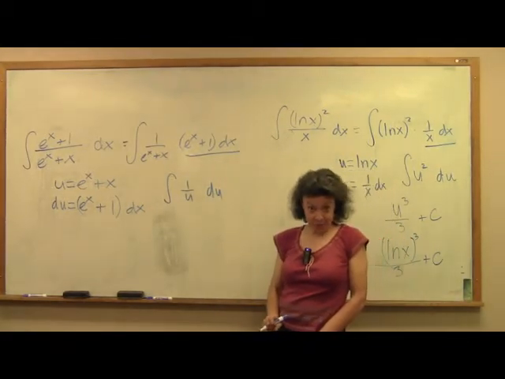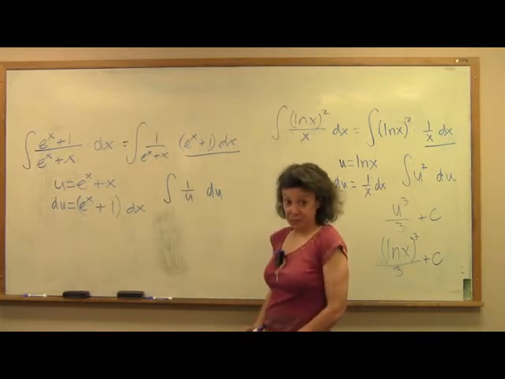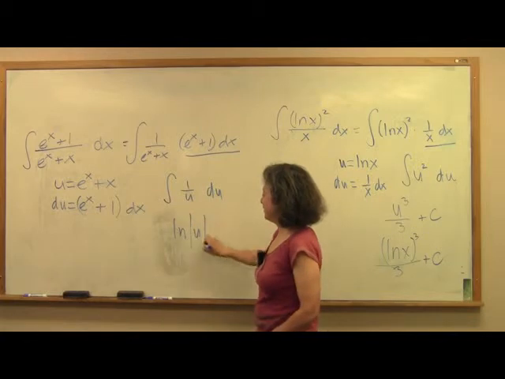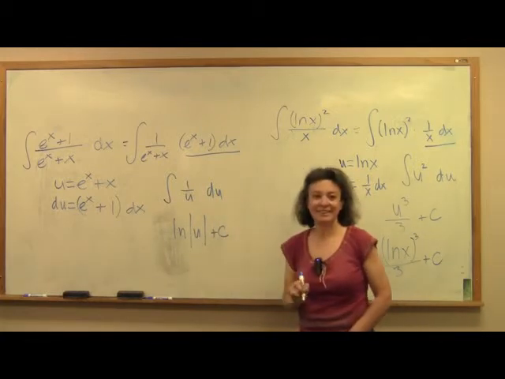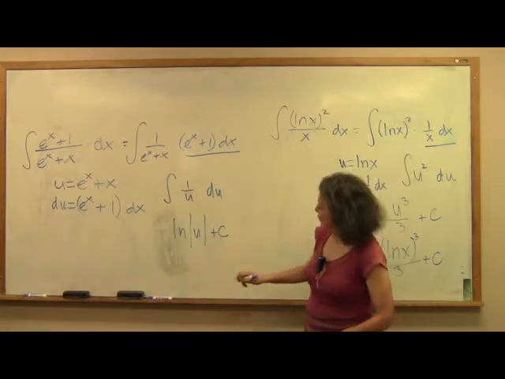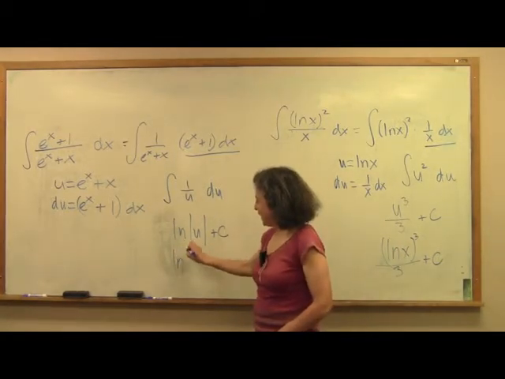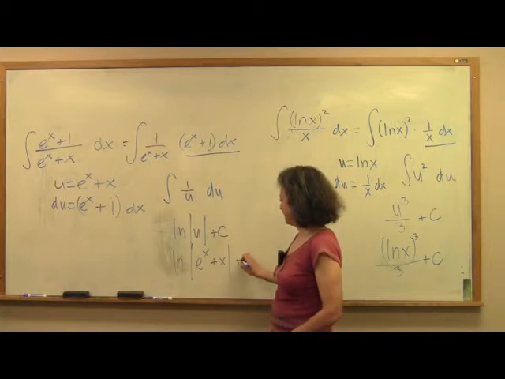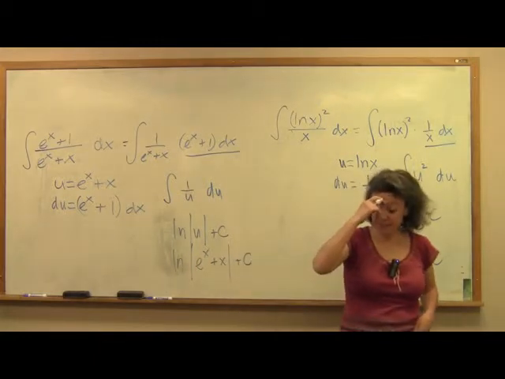Next, take the antiderivative. What's the antiderivative of 1 over u du? It's the natural log of u plus c. Cool, huh? So we can finally write that as the natural log of the absolute value of e to the x plus x, plus a constant.